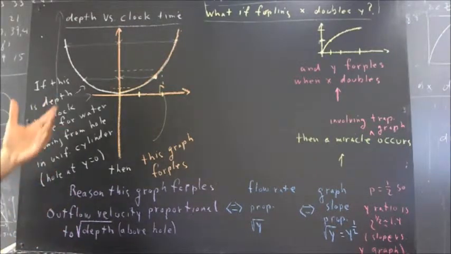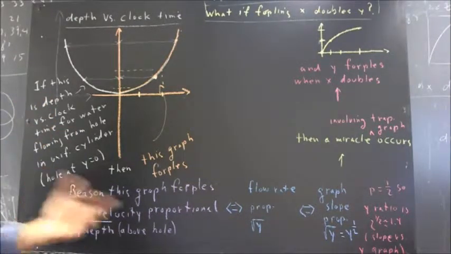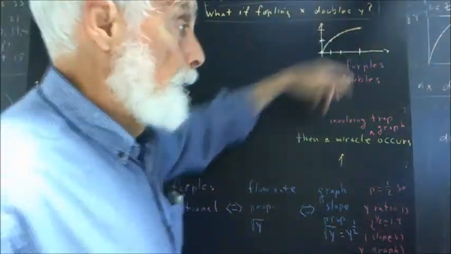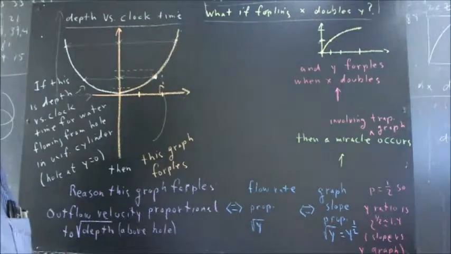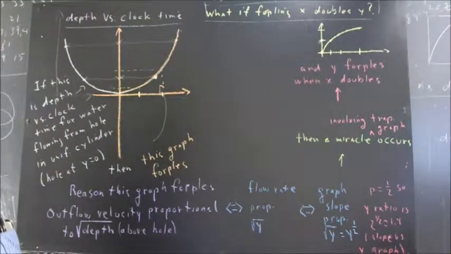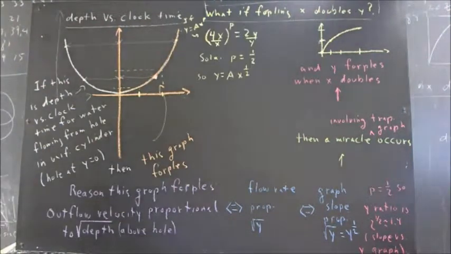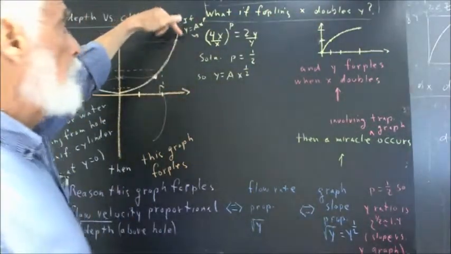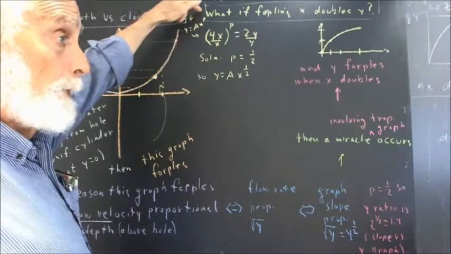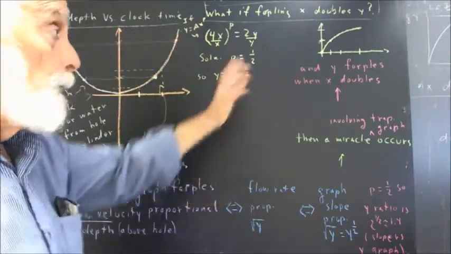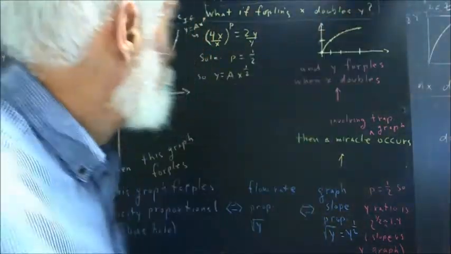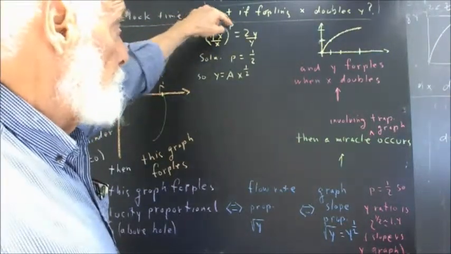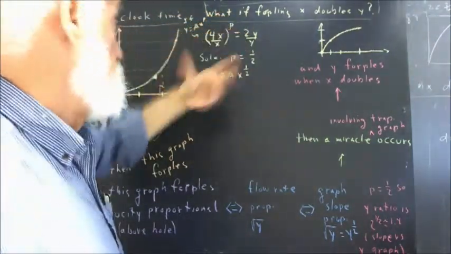Now, let's ask then, what does doubling x do? If forpling x doubles y, then what does doubling x do, and what's the power function ratio for this particular graph? Okay, well, if that's the case, and if y equals ax to the p, in other words, if y is a power function, and we haven't established for sure that it is, then it would turn out that 4x over x raised to the p would have to equal 2y over y.